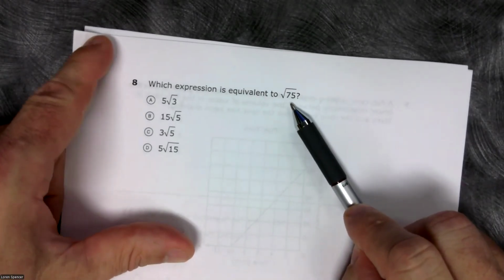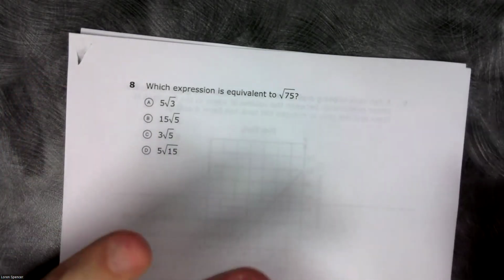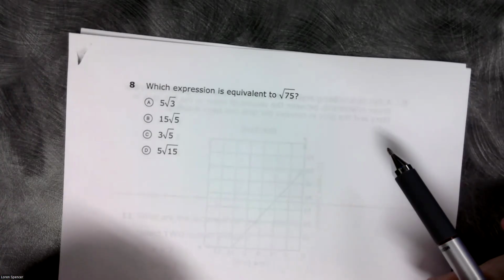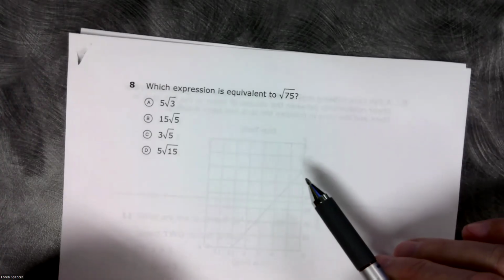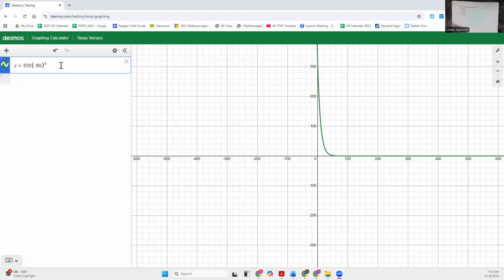Okay, number 8. Which expression is equivalent to the square root of 75? All right, I can go through all the math to explain it, and we can learn how to do this, but we have Desmos, and we're going to use Desmos because it'll be much faster than having to learn all the math behind it. So we have the square root of 75, so I'm going to go to my share button. We're going to share this, and we're going to put in the square root of 75.